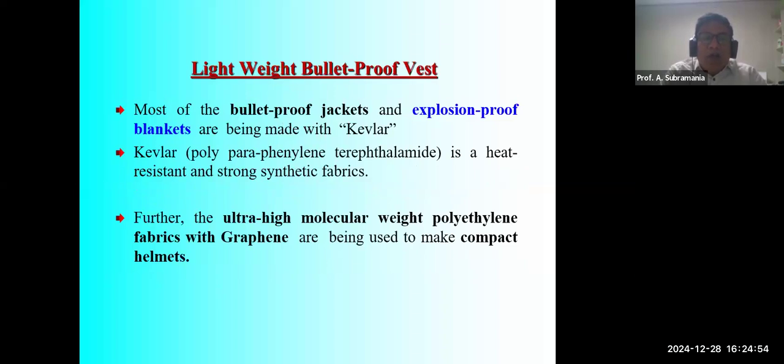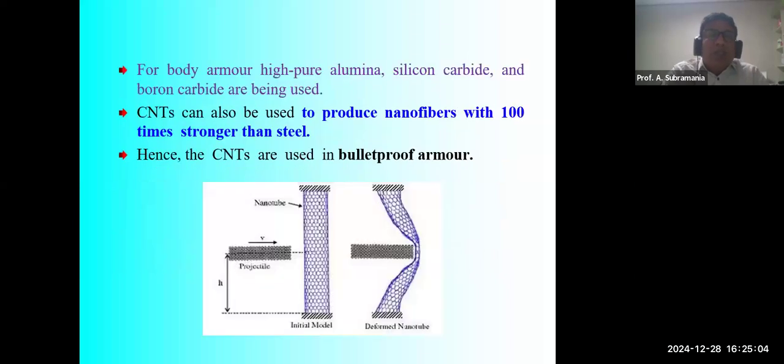Further, ultra high molecular weight polyethylene fabrics with graphene are being used to make impact helmets. For body armor, high pure alumina, silicon carbide, and boron carbides are being used. CNTs can also be used to produce nanofibers 100 times stronger than steel. Hence, the CNTs are used in bulletproof armor.